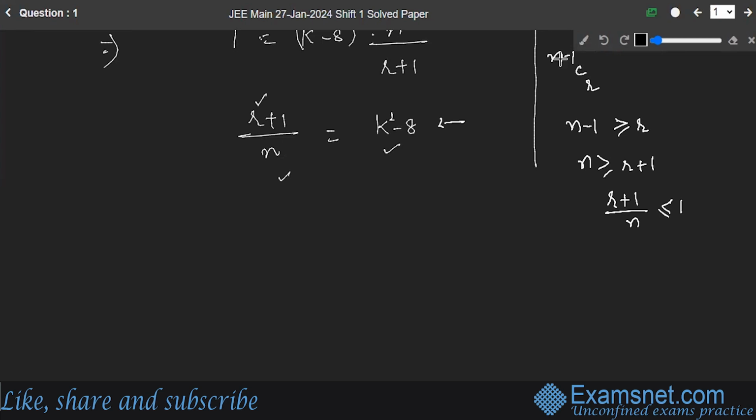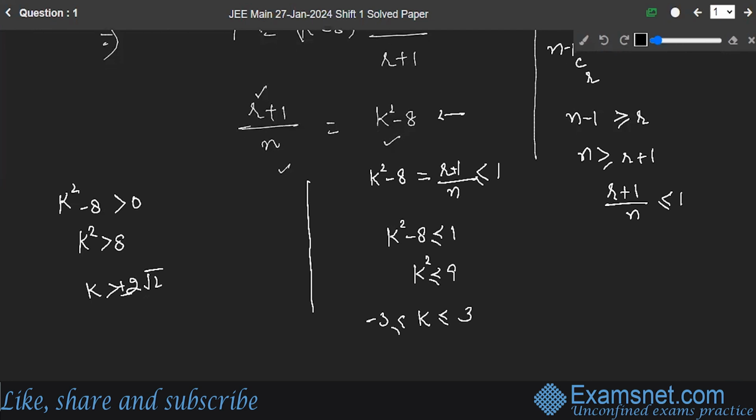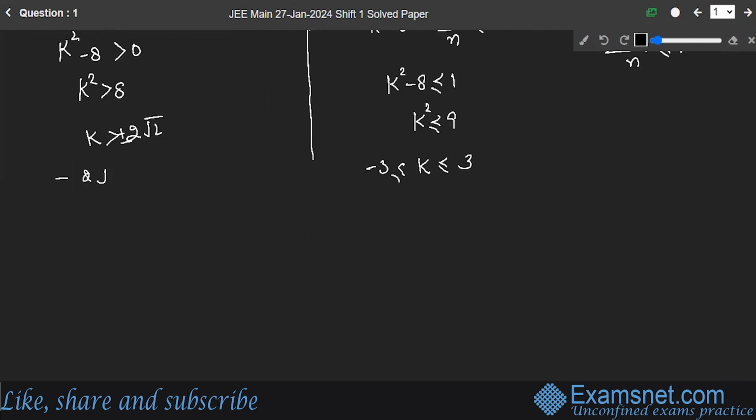Here I am having two things. This was my equation. So from here, one thing is that k square minus 8 is always positive. Second thing, k square minus 8 is equal to r plus 1 upon n, and this is less than or equal to 1, right? So that makes k square minus 8 also less than or equal to 1, which makes k square less than or equal to 9, or k lies between minus 3 and 3. Second thing, from here you have k square greater than 8, so k is greater than plus minus 2 root 2.